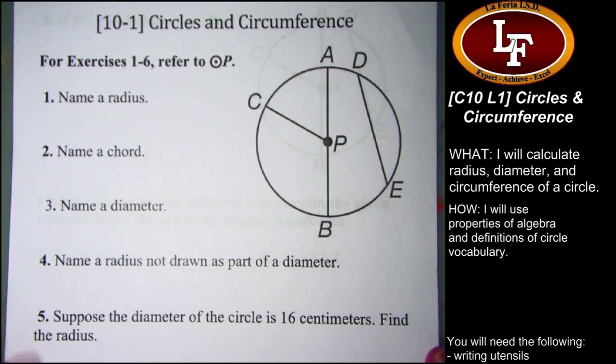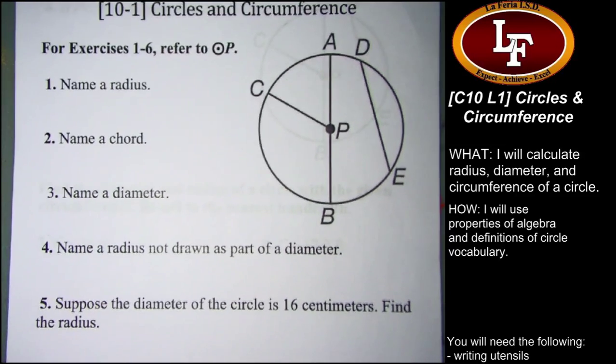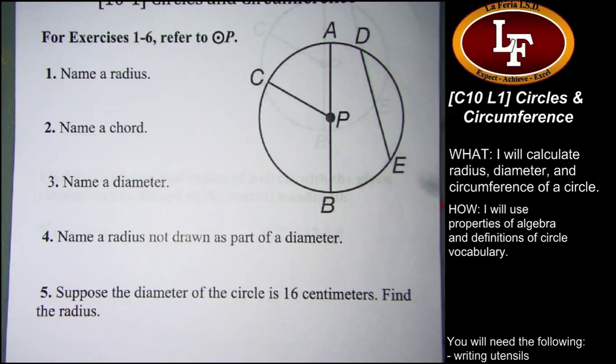Looks like for exercises 1 through 6, 6 may have gone onto a different page, but that's okay. So we're going to look at this figure, circle P. Again, this symbol means circle. It's a circle with a dot inside of it because that dot denotes the center of the circle. This capital letter P tells you that the point in the center of the circle is the letter P. So here's the circle, and there's its center, P.